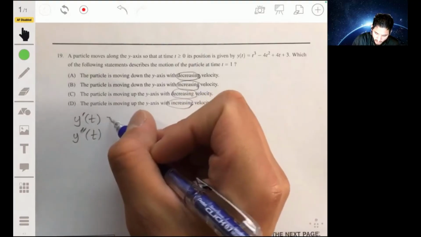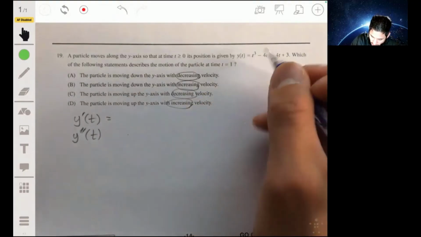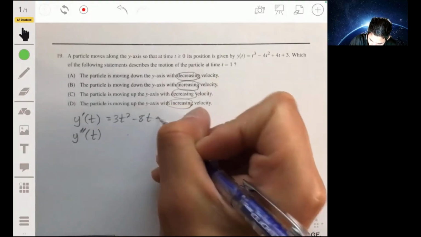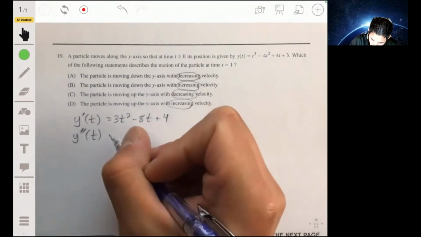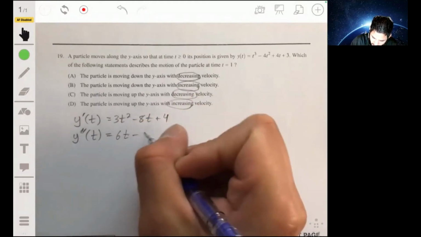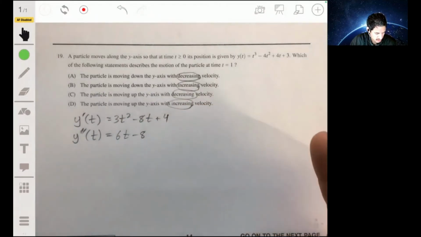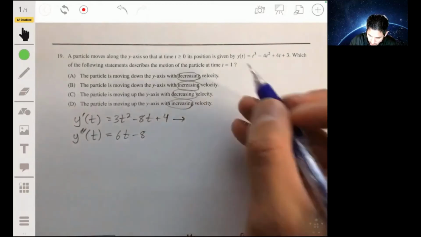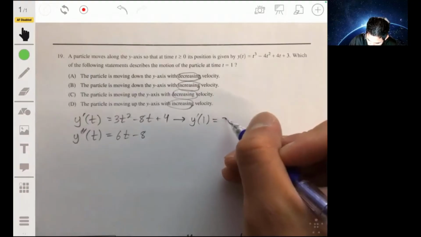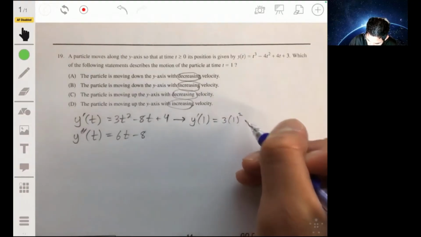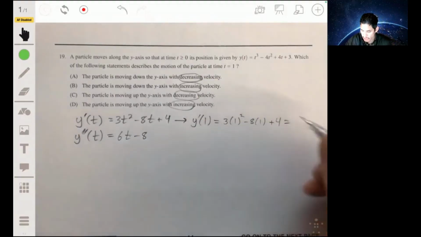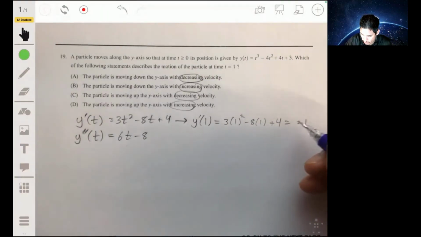So we take y prime of t, that'll be 3t squared minus 8t plus 4. And then the second derivative of y will be 6t minus 8. And then we see what's going on when t is 1. So we take y prime of 1, which will be 3 times 1 minus 8 times 1 plus 4. So 3 minus 8, negative 5, plus 4 will be negative 1.